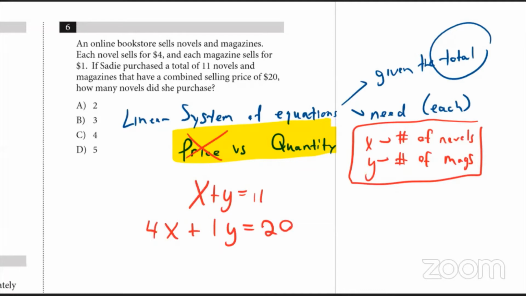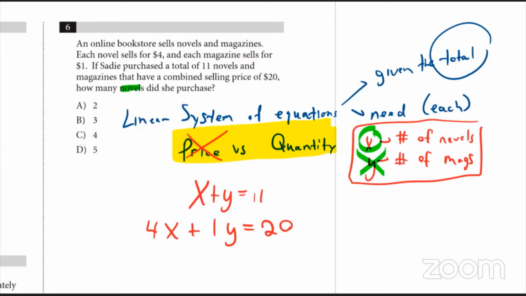But if you can get one variable by itself very easily, which you also can here, then the substitution method is usually better. All in all here, I say the elimination method is the easiest one. And one more thing before we go ahead and do it, the question is asking us how many novels. So it's asking us for X. So that means that when we eliminate, it would be best to try to eliminate Y. And we can do that on purpose.